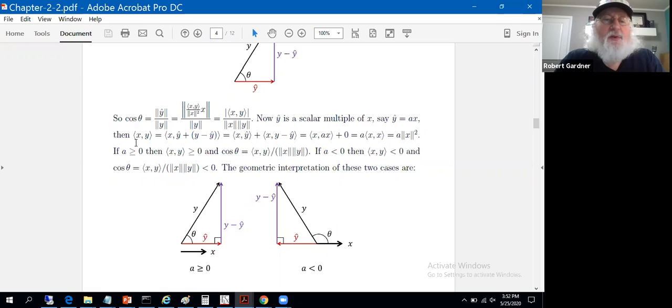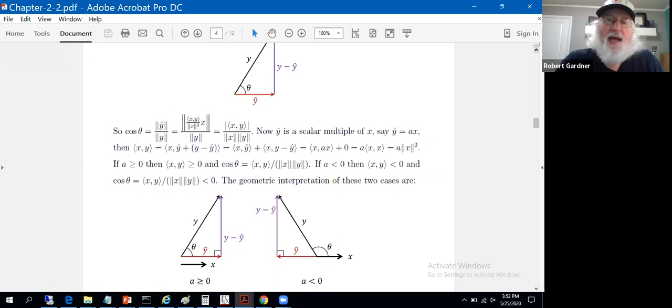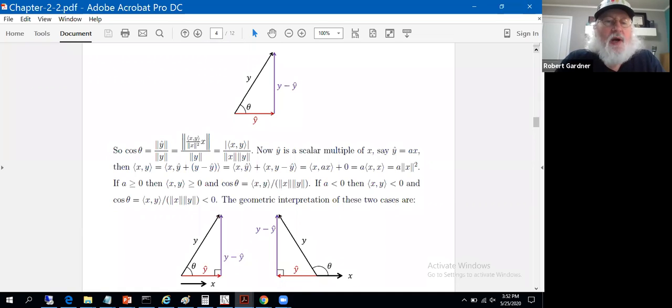Now, if we take the inner product of x with y, as you know, dot products are related to angles. Remember, x was a horizontal vector. I don't know if it points to the right or the left, and that's what's causing us these problems. Then, what happens is we get the inner product of x with y. Let's see, y can be written as y hat plus y minus y hat. So we actually broke it into this plus that because of the geometry.